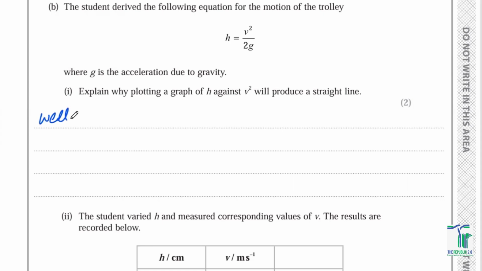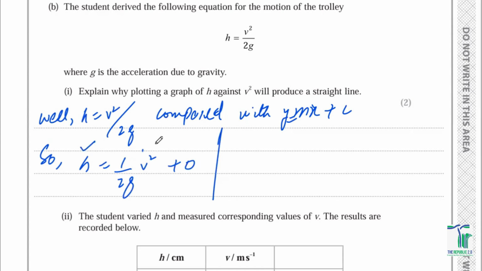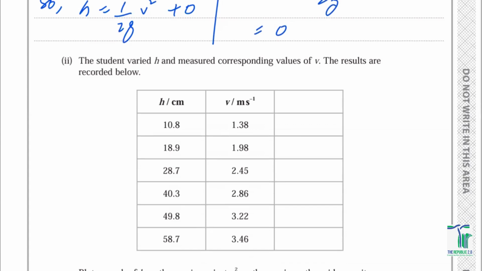If you compare this equation, h equals v square upon 2g, with the equation of the straight line, y equals mx plus c, we can also write it like this: h equals 1 upon 2g times v square plus 0. So what does that mean? Whenever you plot h against v square, you should have a straight line with a gradient 1 upon 2g and a y-intercept at 0, meaning your line must pass through the origin as well. So it should be a straight line. You can see that I've compared it with a straight line equation.